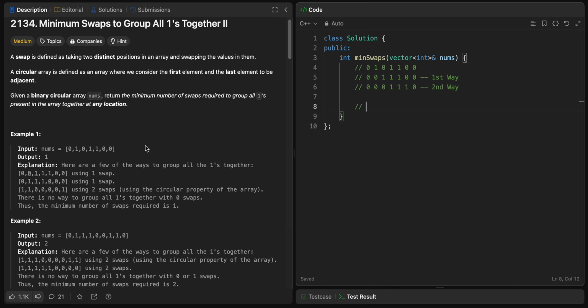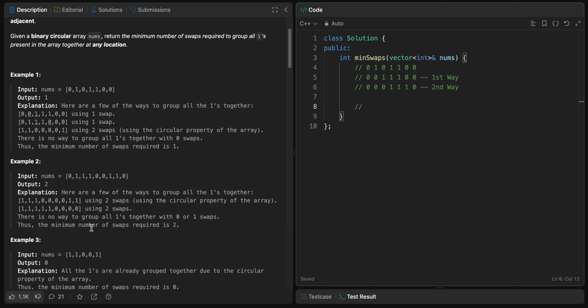Let's deep dive into another example. Consider this example: 1, 1, 0, 0, 1. If it's a non-circular, linear array, then the number of swaps here would be equal to 1, because this one should be coming here. That would make the problem fairly simple, because in that case we need to find the window having the maximum number of ones, and simply return the total number of ones minus the maximum number of ones present in a window.